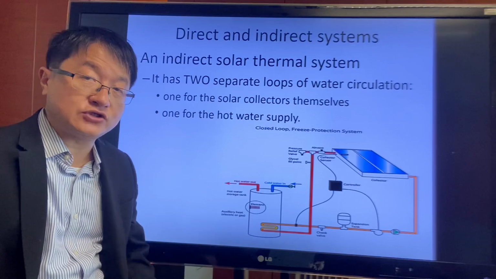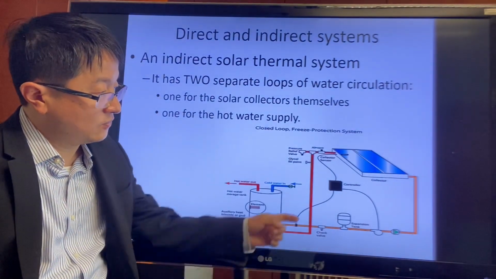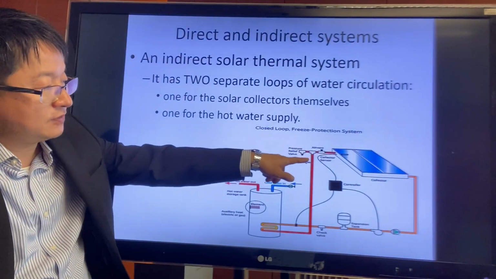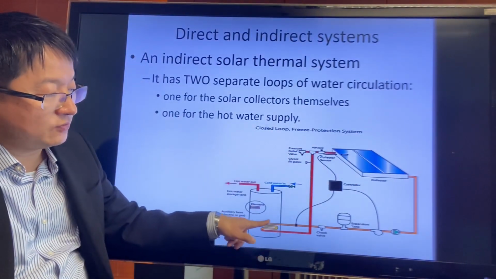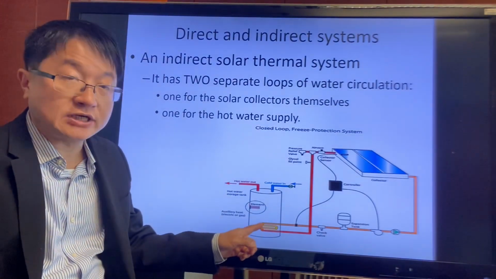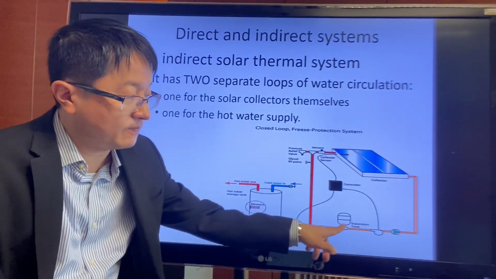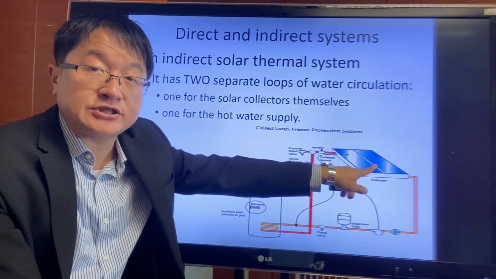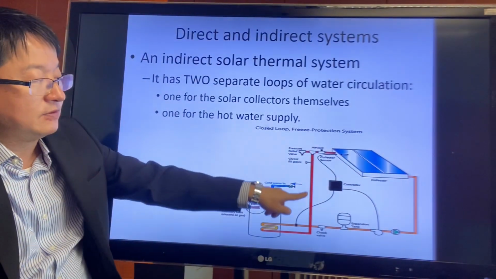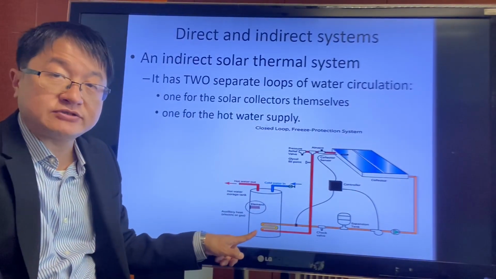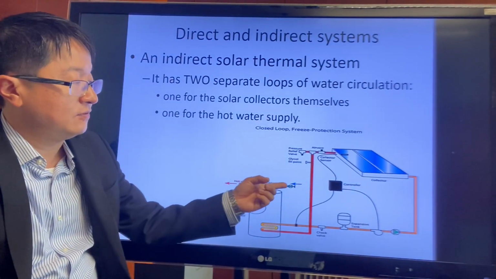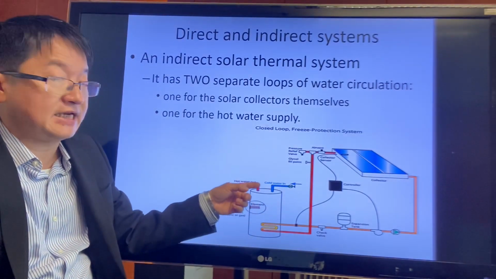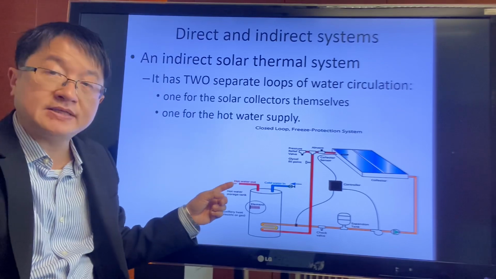There are two circulation loops. One loop is between the solar panel, through a pipe system, and then to this heat exchanger. After the heat exchanger, the cooled water is pumped back to the solar panel and heated by the solar energy again. Then the hot water feeds into this heat exchange water tank, where water will be heated up and clean hot water can be supplied.